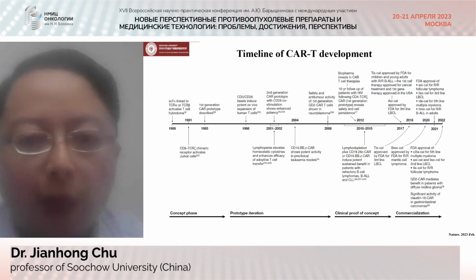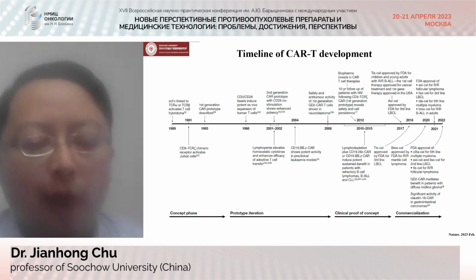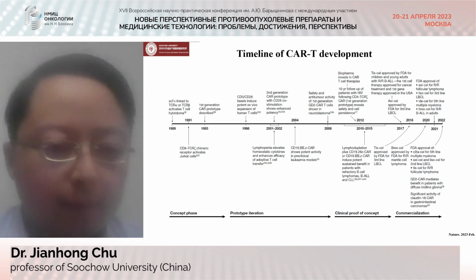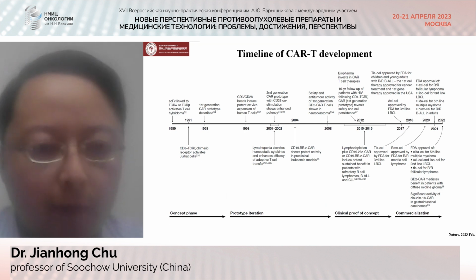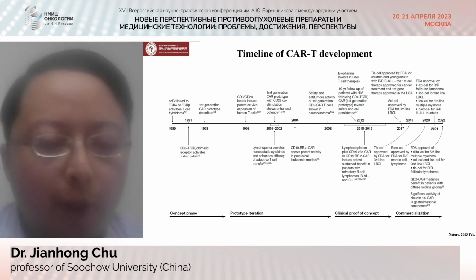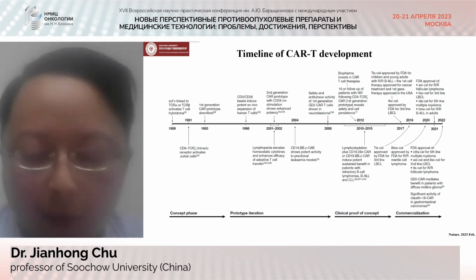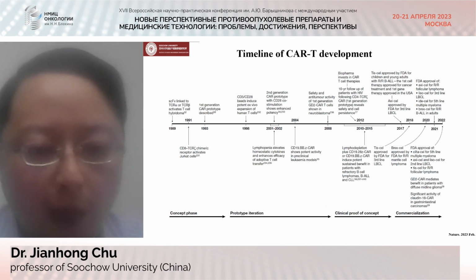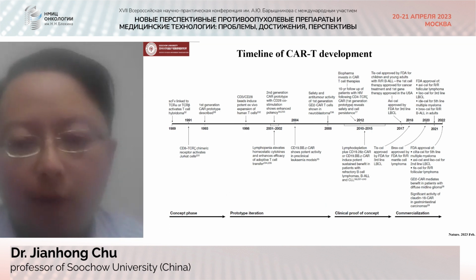This slide illustrates the timeline of the CAR-T development. It can be divided into four different stages. The first one is the concept phase. The most important finding is that the first generation CAR prototype was first described in 1993 by Dr. Eshhar. The second stage is the prototype iteration, and the main finding is that the co-stimulatory domain is critical for the in vivo function of the CAR T cells.